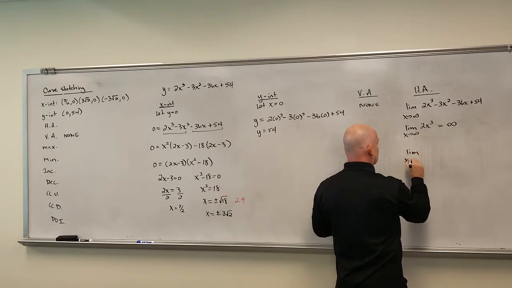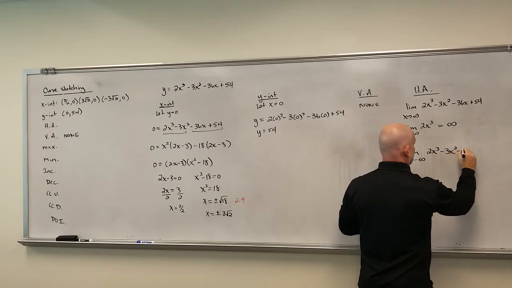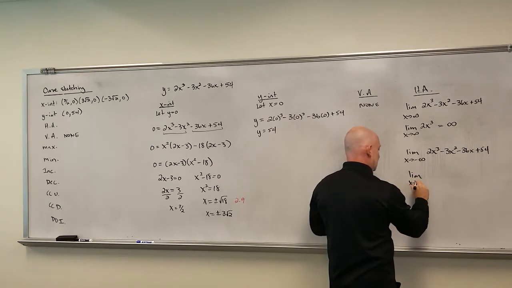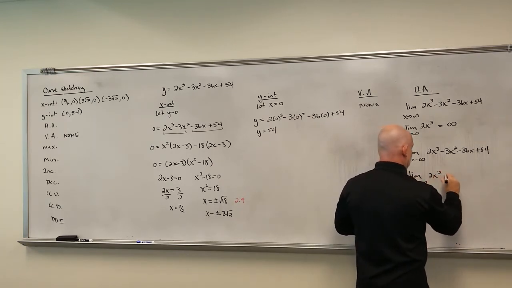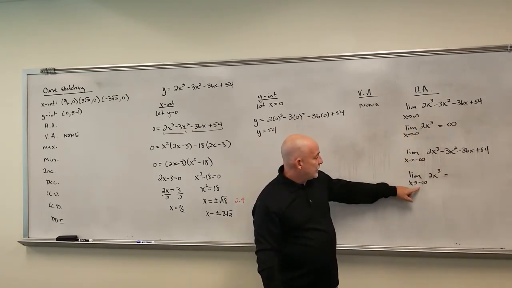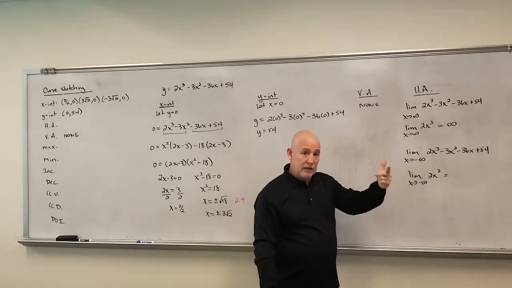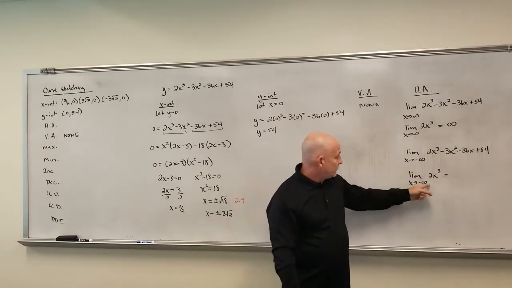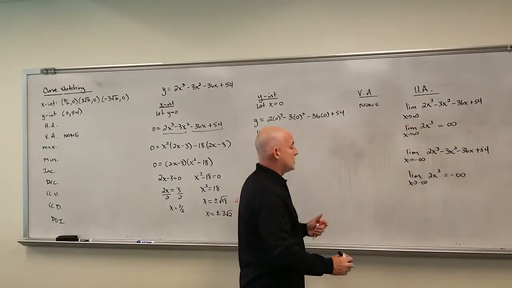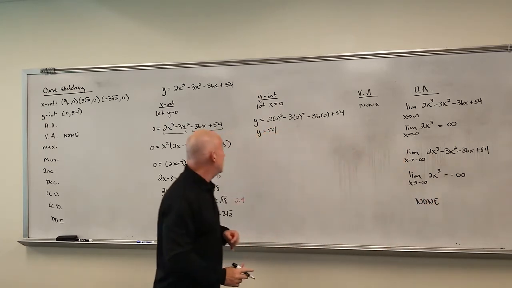We do the limit as x goes to negative infinity of 2x cubed minus 3x squared minus 36x plus 54. Same thing happens. The difference here is, as we go to negative infinity, that's 2 times a negative cubed, negative times a negative times a negative, still a negative. So infinity cubed is infinity, but this is going to negative infinity. Now, we don't have any horizontal asymptotes. We don't have any, but we do know something about the end behavior.